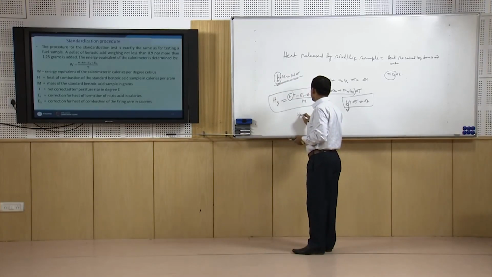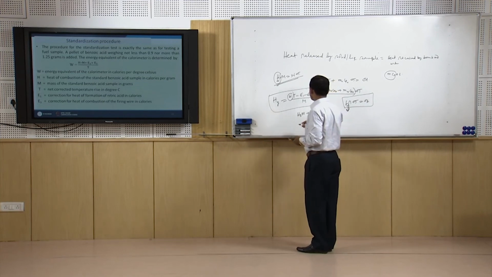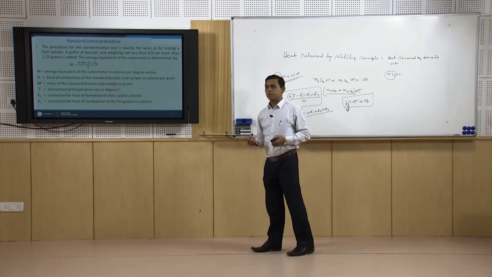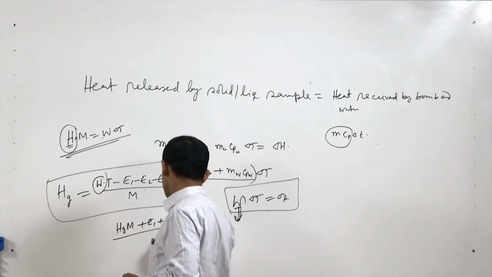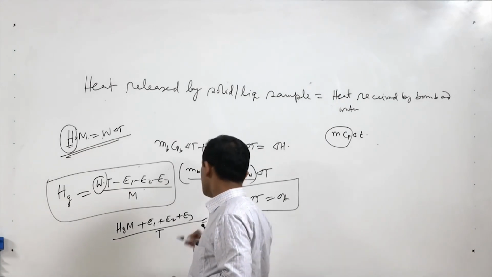So, W is equal to Hg into M plus E1 plus E2 plus E3, divided by T. So, this T means del T. So, this is the formula by which we can get the value of W.